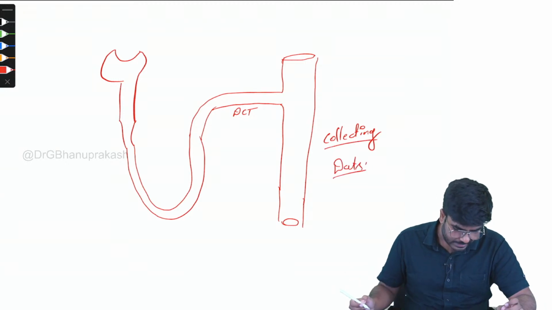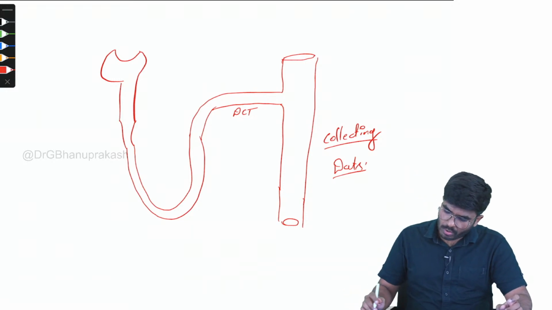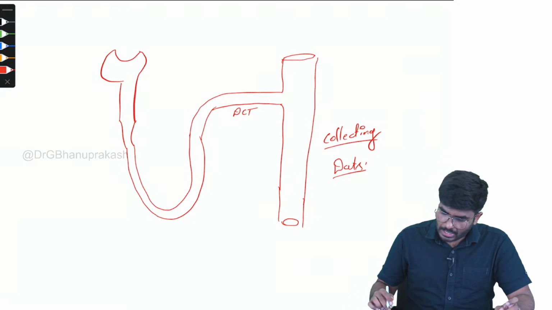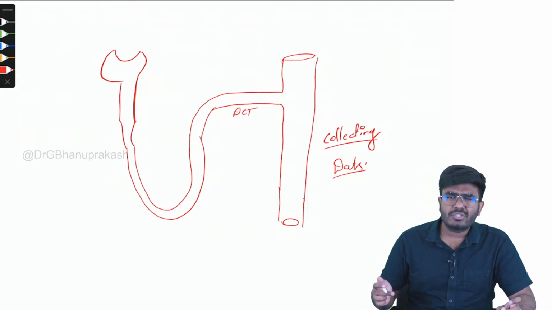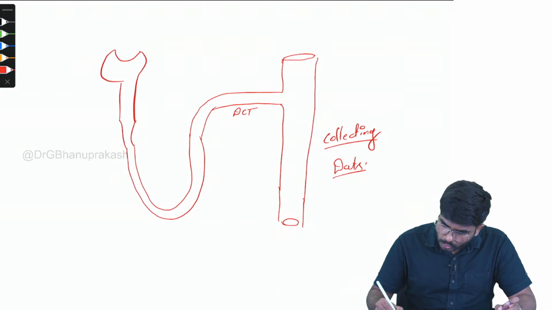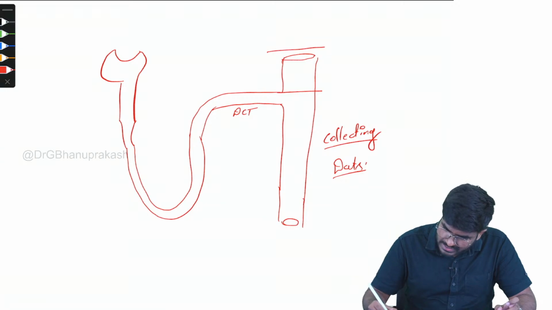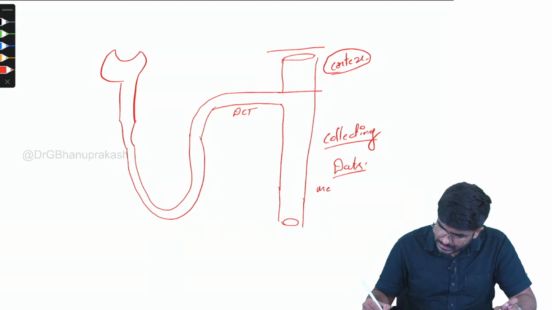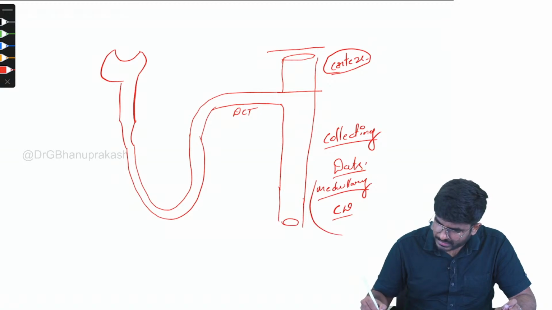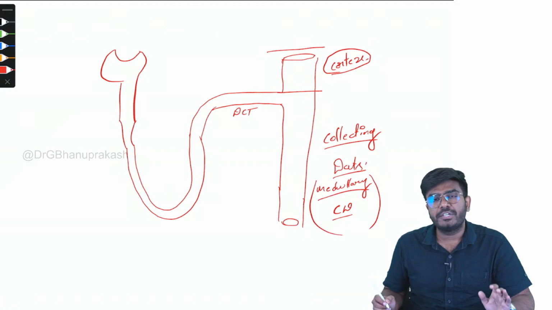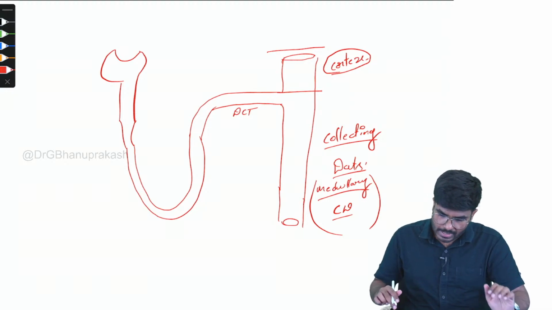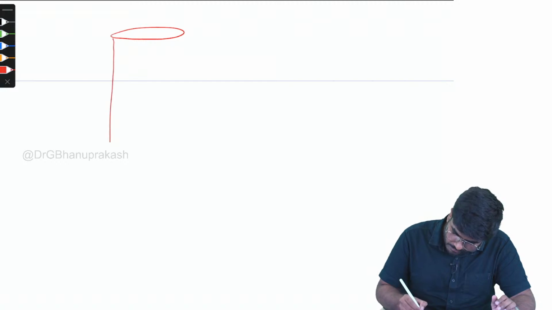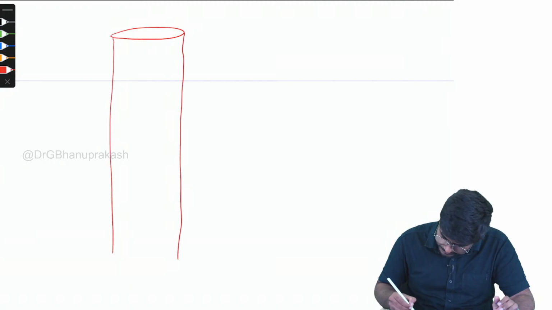Okay, collecting ducts. Now, how many collecting ducts are there? This is not that important. If you want to know, there are two parts of the collecting duct. One part is present in the cortex. So, cortical collecting duct as well as medullary collecting duct. Not that important. But the important point is, I am just showing you the collecting duct in a simple way. So here is the collecting duct.